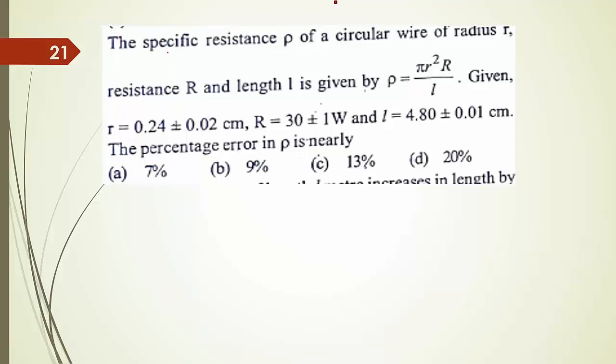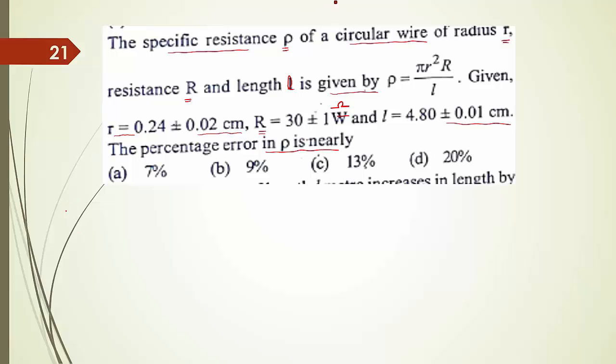21st question. The specific resistance rho of a circular wire of radius r, resistance capital R and length L is given by rho equal to pi r square R divided by L. Given r value 0.24 plus or minus 0.02 centimeter, capital R resistance equal to 30 plus or minus 1 ohm, and L equal to 4.80 plus or minus 0.01 centimeter. The percentage error in rho is nearly.